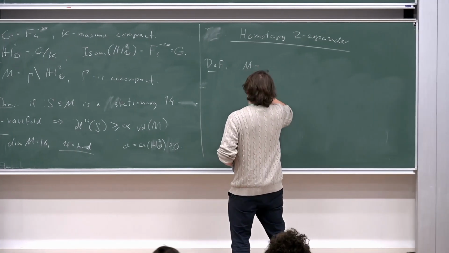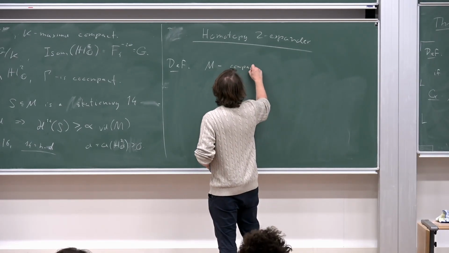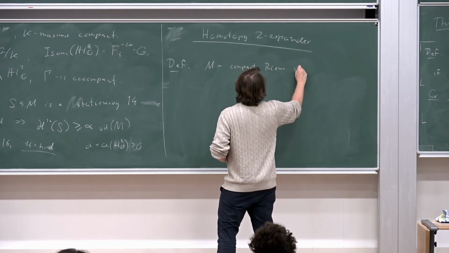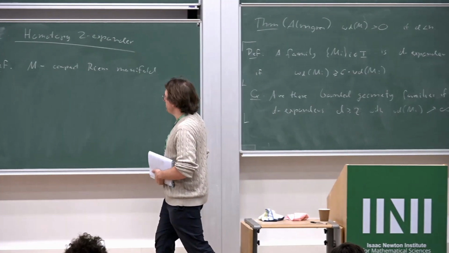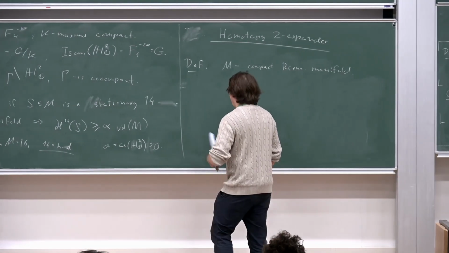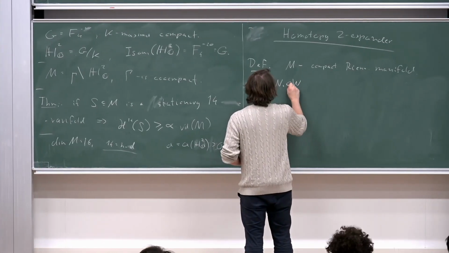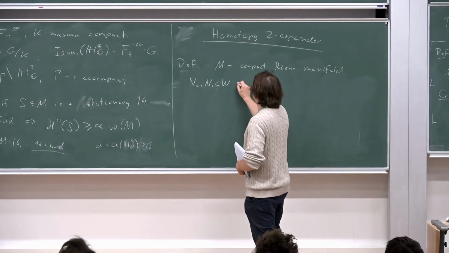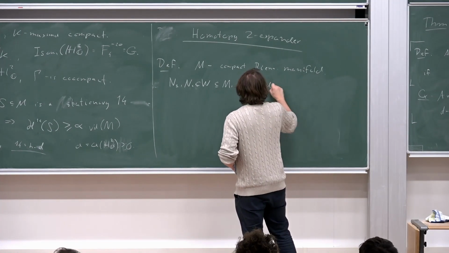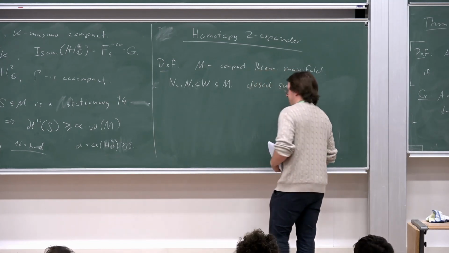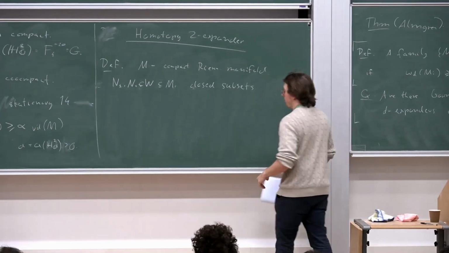So M will always be, right now, a compact Riemannian manifold. So I'm not requiring it right now to be a locally symmetric space. It can be anything really. I have three subsets, N1, N2, and W. So N1 and N2 are subsets containing W, which is a subset of M. Those are closed subsets. And for the definition, we don't need more than this. Usually they will satisfy some regularity properties. They will be varifolds.